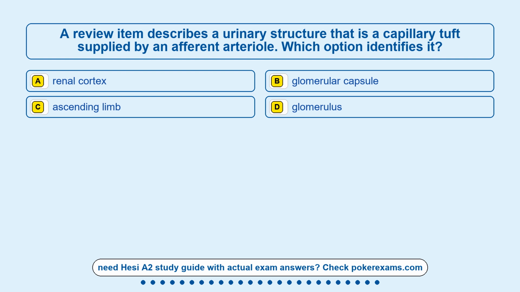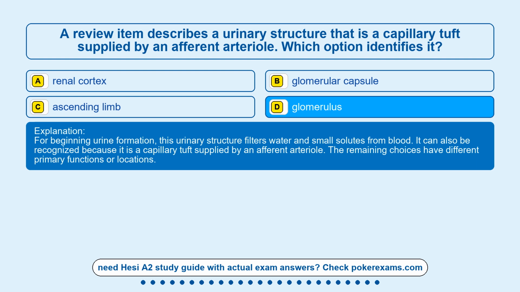Question 25. A review item describes a urinary structure that is a capillary tuft supplied by an afferent arteriole. Which option identifies it? Option A, renal cortex. Option B, glomerular capsule. Option C, the ascending limb. Option D, glomerulus. The correct answer is option D, glomerulus. For beginning urine formation, this urinary structure filters water and small solutes from blood. It can also be recognized because it is a capillary tuft supplied by an afferent arteriole. The remaining choices have different primary functions or locations.